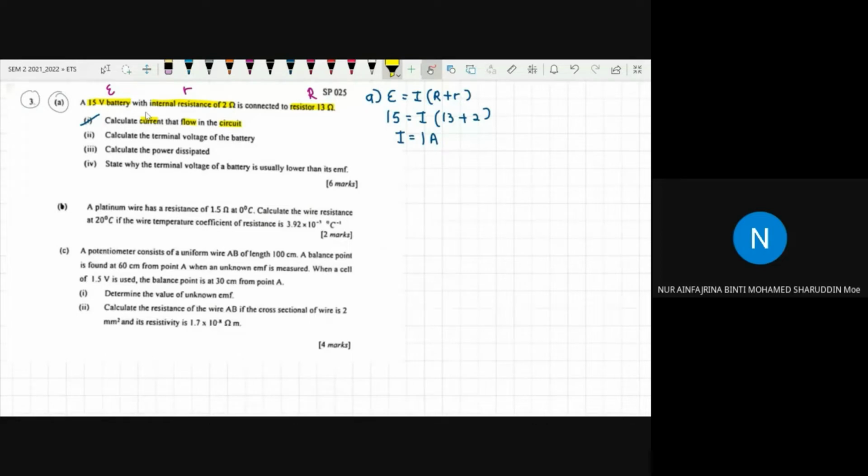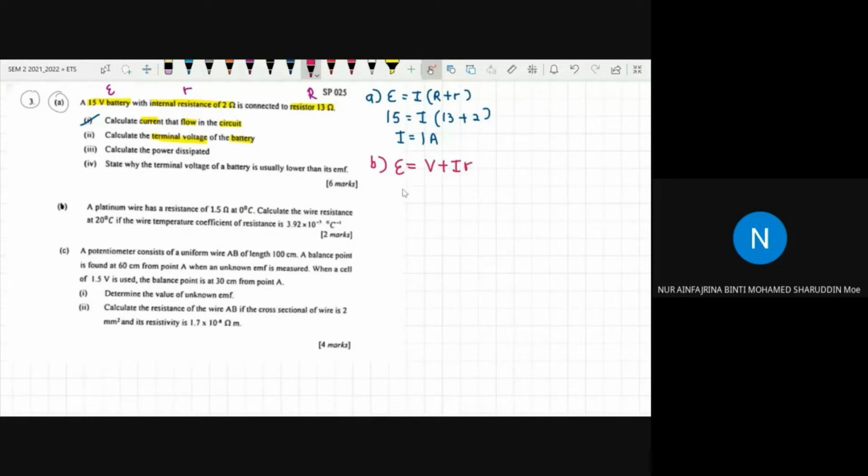Mula dah. Calculate the terminal voltage of the battery. Sekarang kita nak cari terminal voltage of the battery. So what formula should we use to look for the terminal voltage of the battery? Nak pakai formula apa tu? V equal to EMF minus Ir. Correct, kan? So maksudnya kita akan pakai formula ni, EMF equals to V plus Ir.